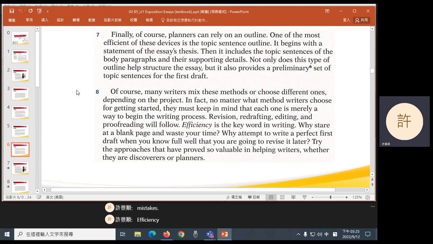Efficiency is the key word in writing. Why stare at a blank page and waste your time? Why attempt to write a perfect first draft when you know full well that you are going to revise it later?